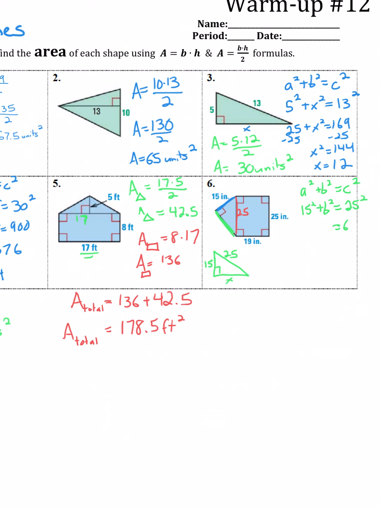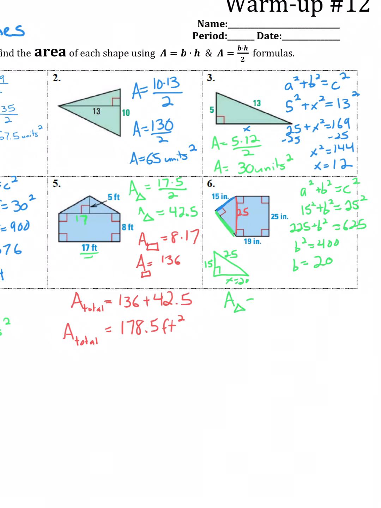And 25 squared is 625. 15 squared is 225. Subtract 225, I get b squared equals 400. And then I square root 400 and I get b equals 20, which I have represented by x here, but that'll be the side of the missing side length there.